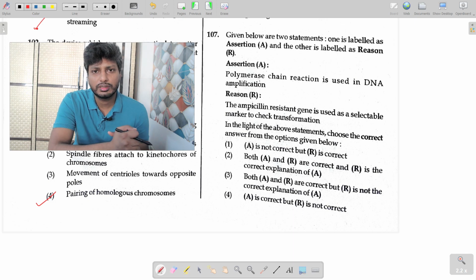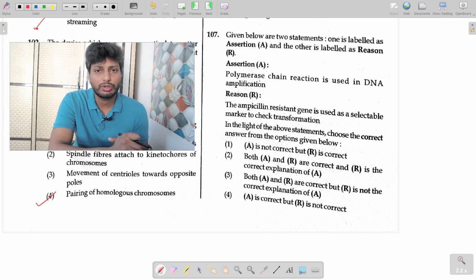When you grow bacterial cells on a suitable medium, if you want to select the ones which have successfully transformed, that is, the ones which have taken up the plasmid, how do you know them? If they are growing on ampicillin containing medium, they are transformed, because the vector has the ampicillin resistant gene, and those which are not able to grow are non-transformants. But is the reason supporting the assertion here? No, because there is no relation between the ampicillin resistant gene or the transformation technique and PCR. There is no connection between the two.